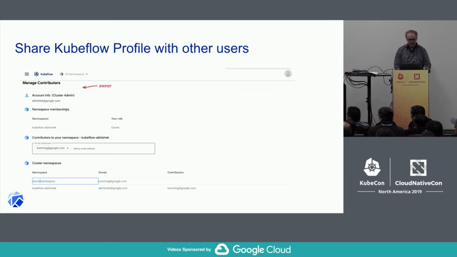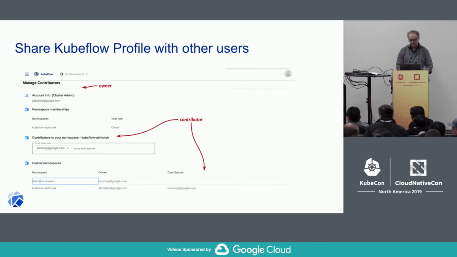And so as the owner of a profile, you can bring up the UI. There's also equivalent kubectl commands. And you choose a contributor that is your peer that you want to invite into your workspace. And then after you add them, they show up within the UI as a member. And this is not unlike a number of other UIs where you can have contributors rather easily.